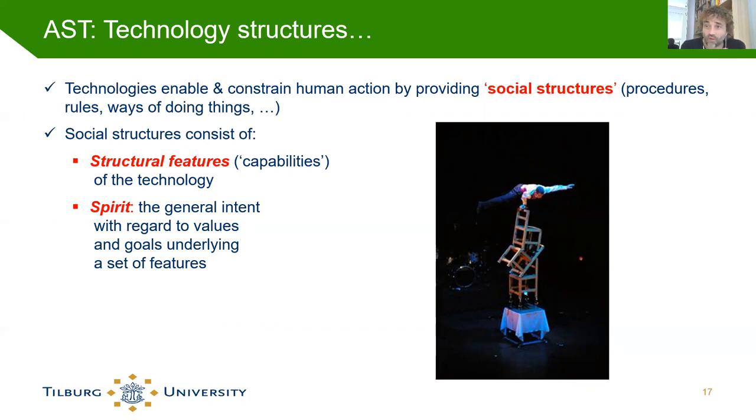So certain technologies can only be used in a certain way. For example, a structural feature of a pen is that you can write with it. So that's really a structural feature of a pen. But you do have a certain flexibility in using a pen for different reasons. You can use it to poke in your ear, for example. So you have more flexibility to counter the spirit, but you also have a degree of flexibility in using the structural features in such a way that you see fit.